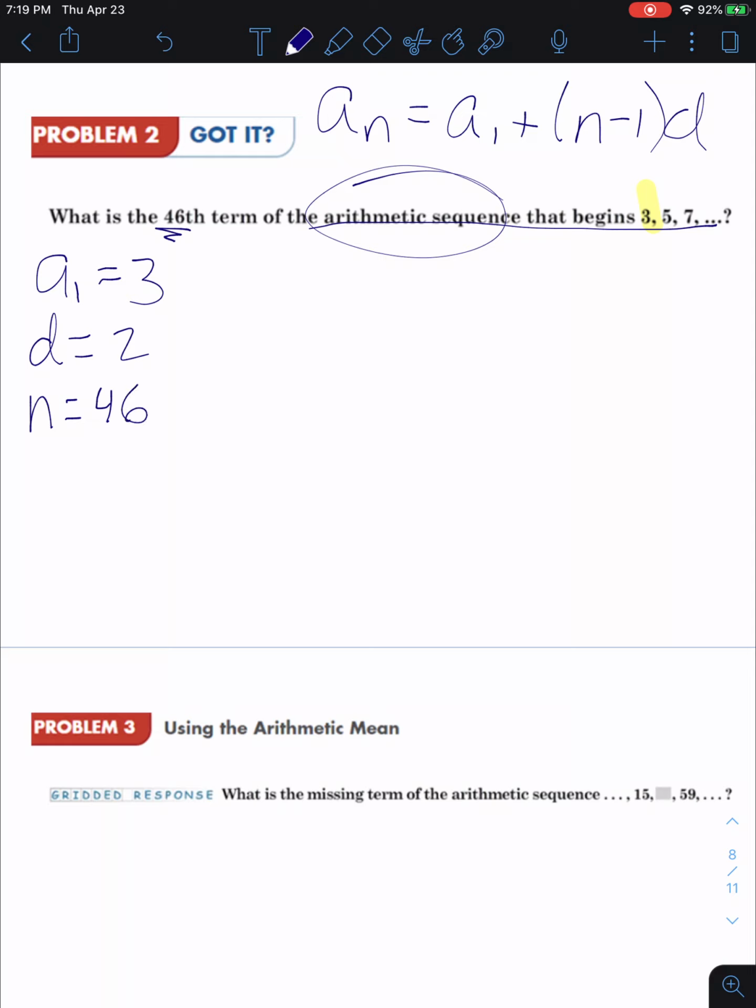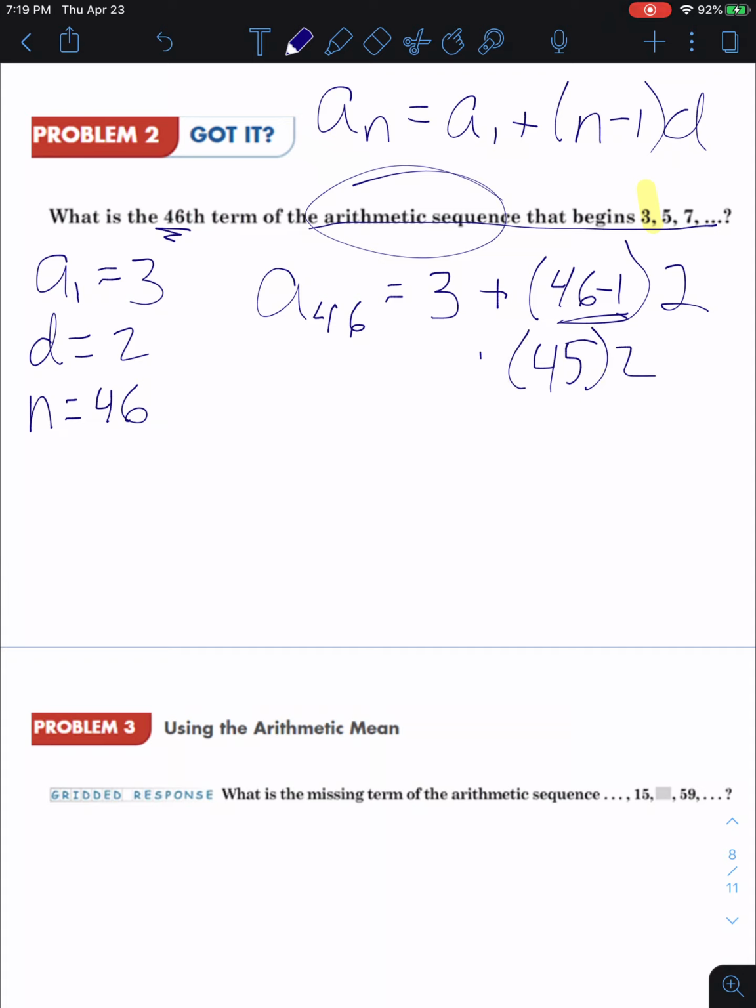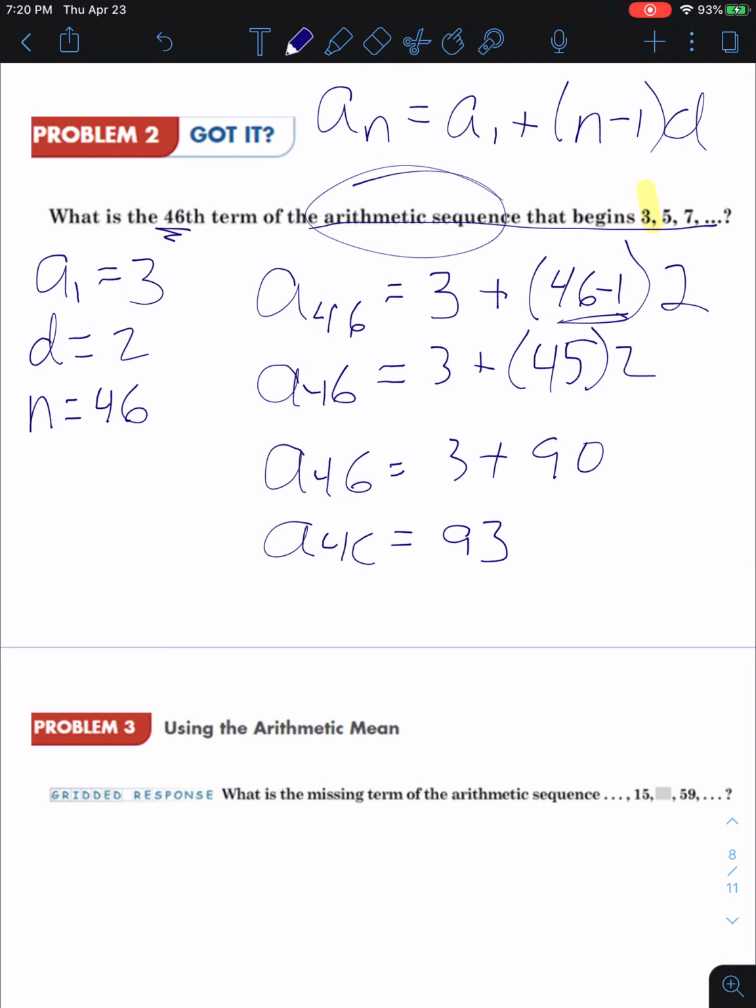So I'm going to start plugging them in. A sub 46, there's the n, equals a sub 1, that's 3, plus 46 again, minus 1, times 2. Well, 46 minus 1 is 45, times 2, plus 3. That's the 46th term. So a sub 46 is going to be 3 plus 90, or 93. So that's the 46th term in this sequence.